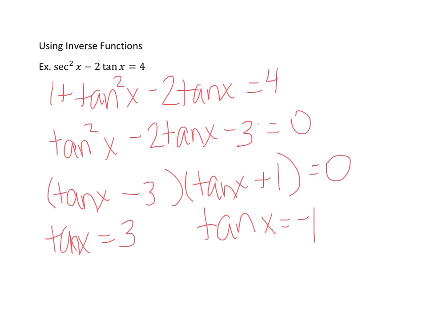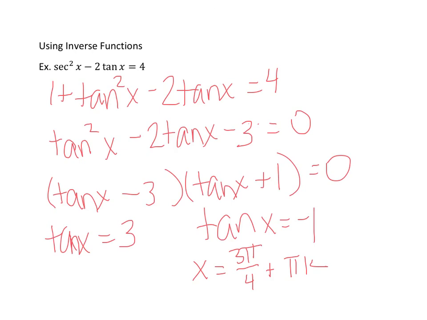Okay, we can find tangent x equal to negative 1 by hand. Where does tangent x equal negative 1? That's going to happen in quadrants 2 and 4, catty corner from each other, so that's one statement. And that's going to happen at 3 pi over 4 plus pi k.